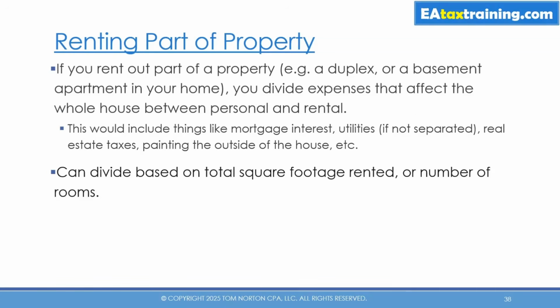Next, we'll talk about renting part of a property. If you rent out part of a property, such as a duplex or a basement apartment in your home, then you're going to divide the expenses that affect the whole house between personal and rental. So things like mortgage interest that you paid, utilities that were paid for the entire house, real estate taxes that were paid, maintenance that's done on the entire house, such as painting the whole house or putting a roof on the whole house. You need to divide these expenses between how much is personal and how much is rental.